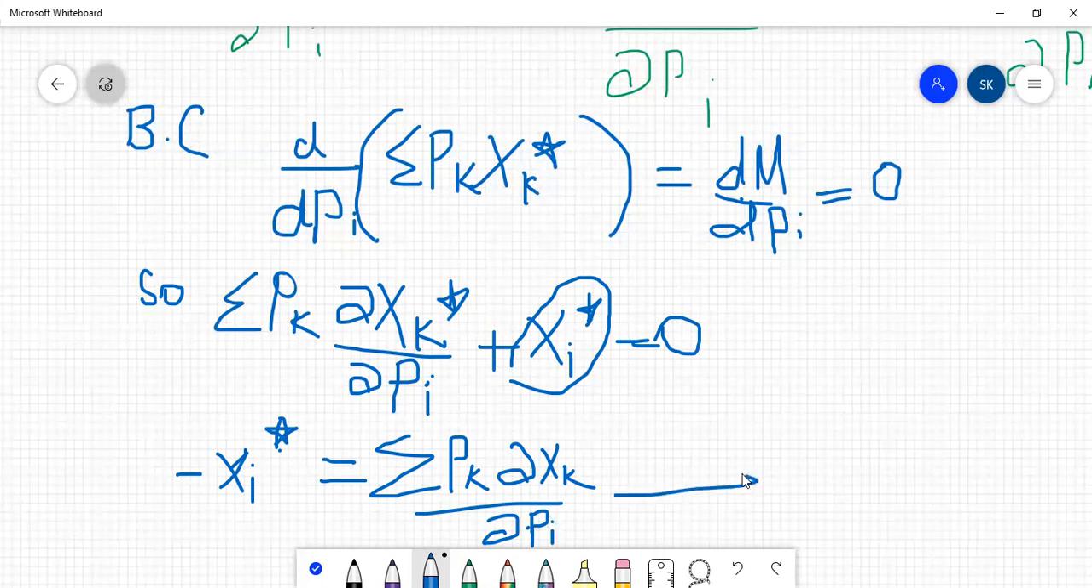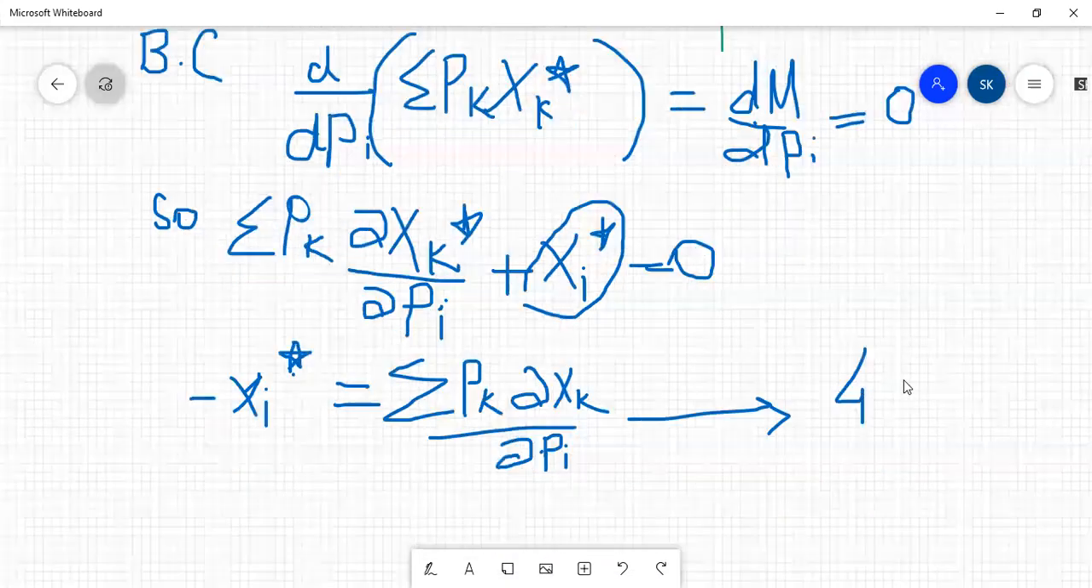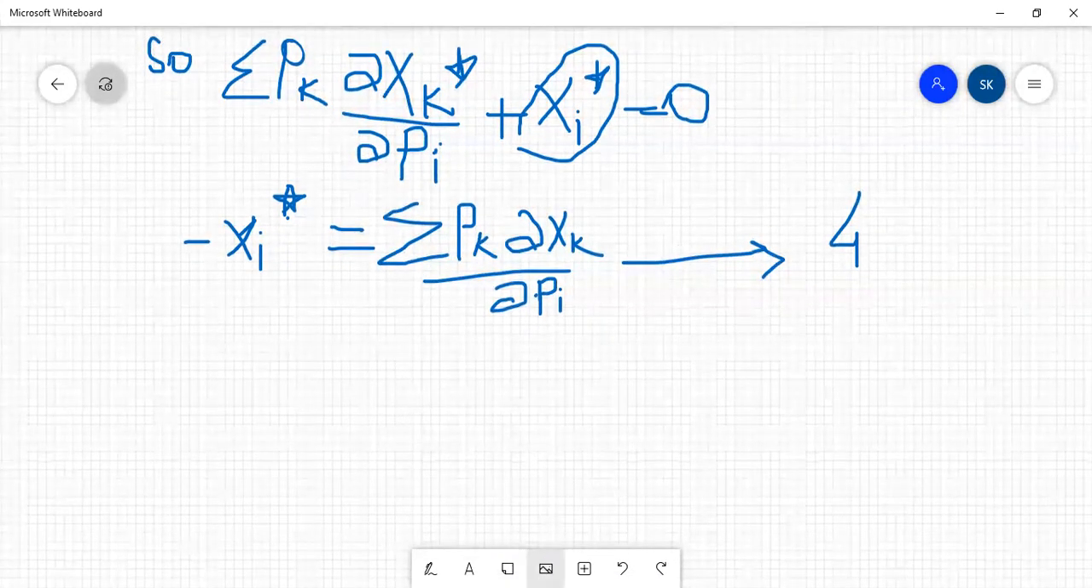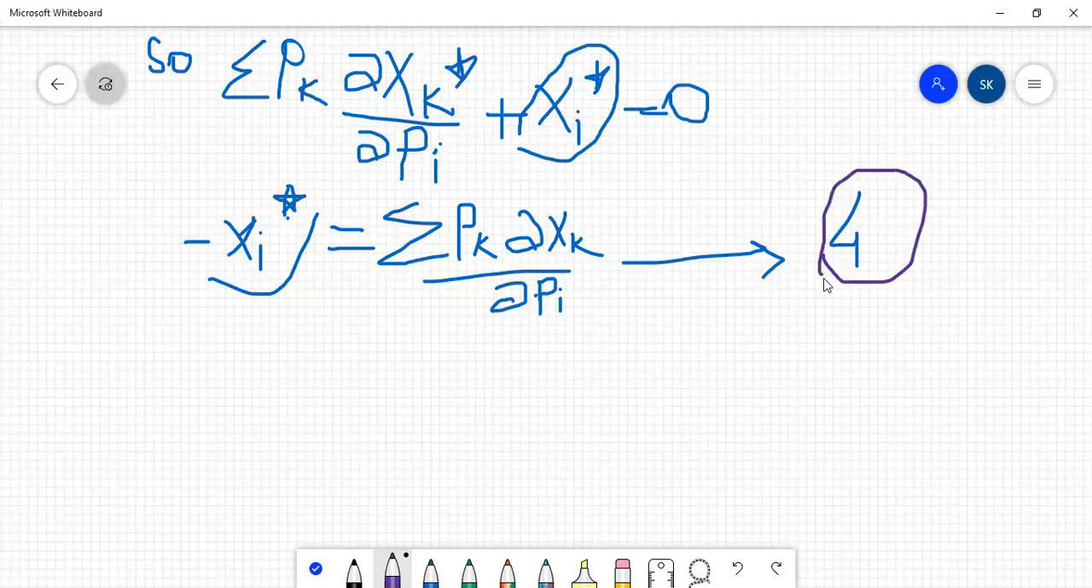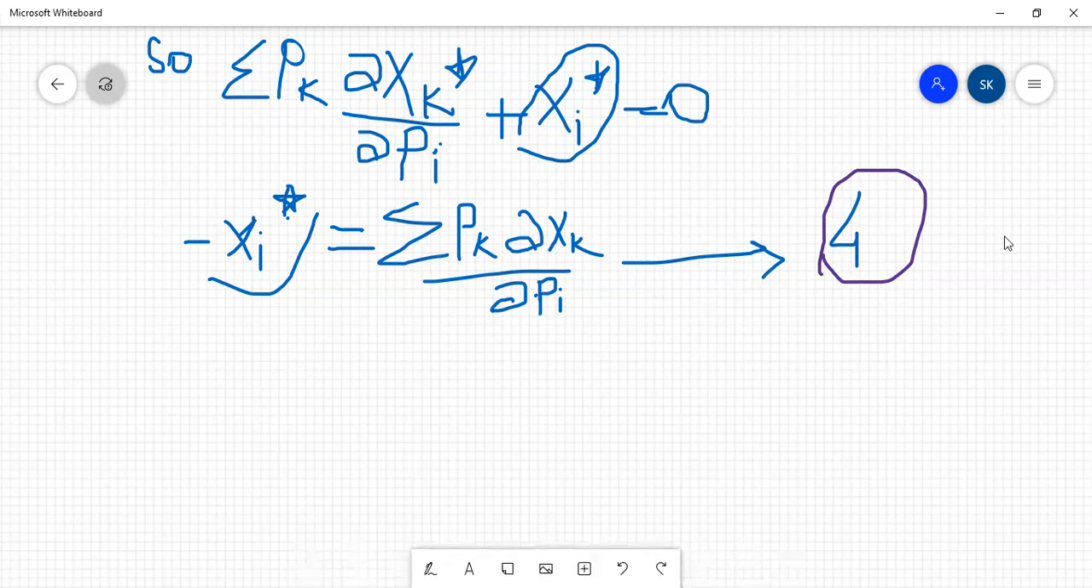Okay, now let us take this to be our equation number 4. So therefore we have got a value of xi star over here. Now therefore, substituting this equation number 4 value in our equation, that is the one that we derived over here. Okay, let me go to that equation.